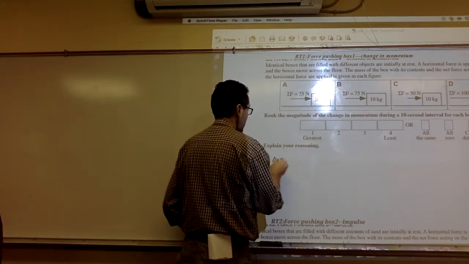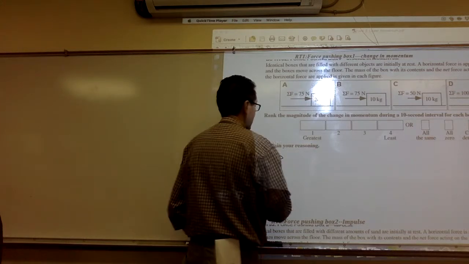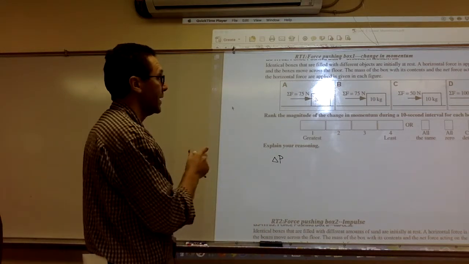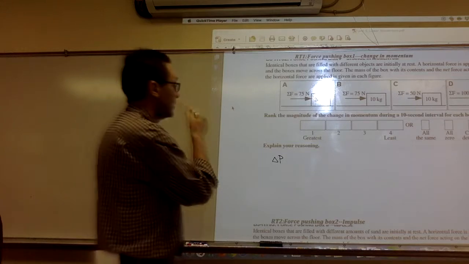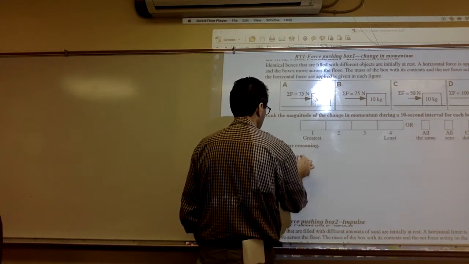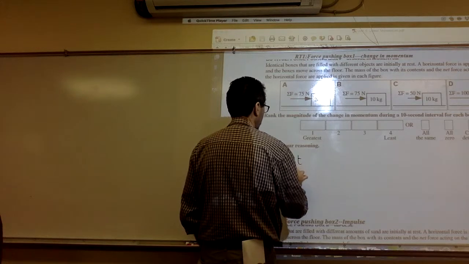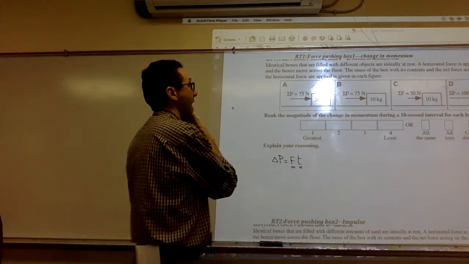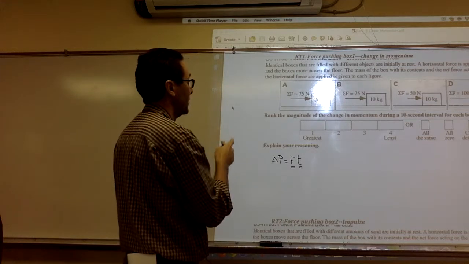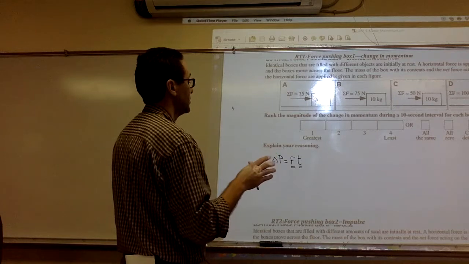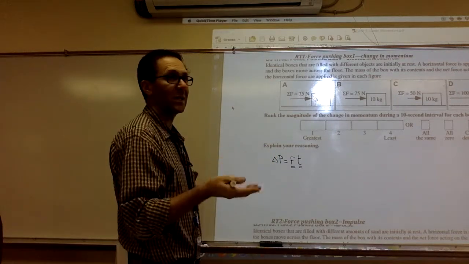Now, if I want to find the change in momentum, technically I need the mass and the change in velocity. I don't have that information. But I know that the change in momentum is also equal to impulse, which is Ft. Now I know the force and I know the time. The force is applied for 10 seconds in all these cases, so the time is constant.